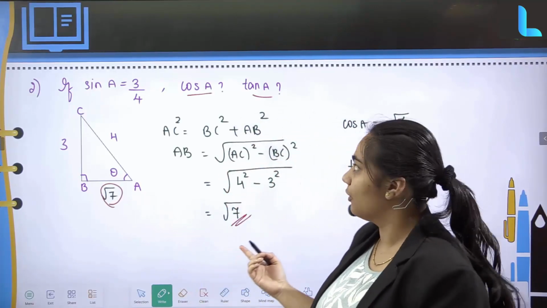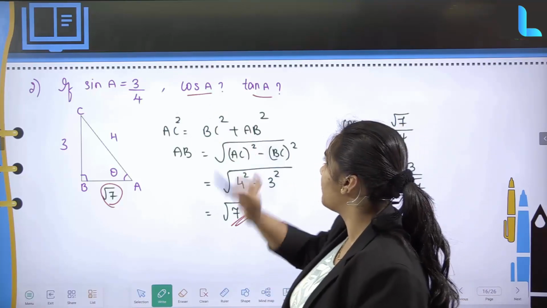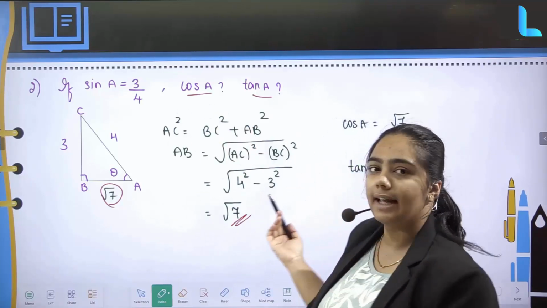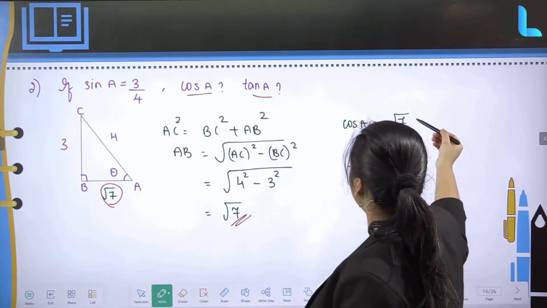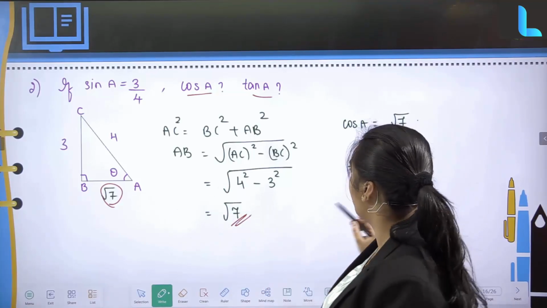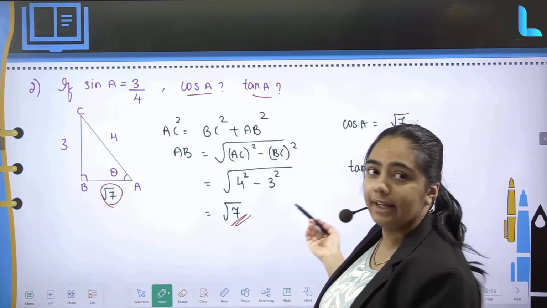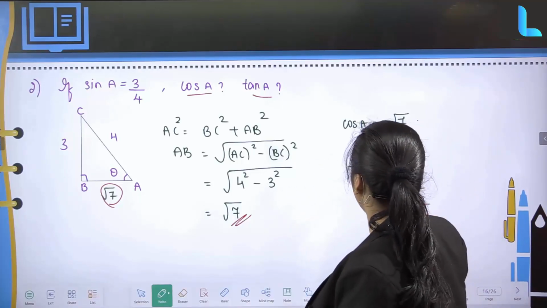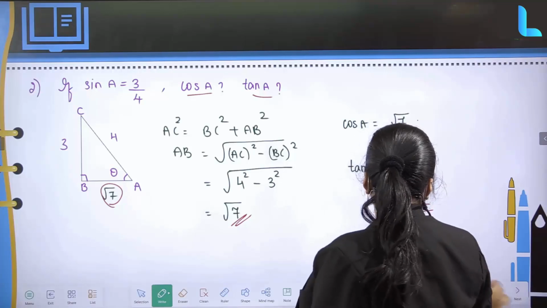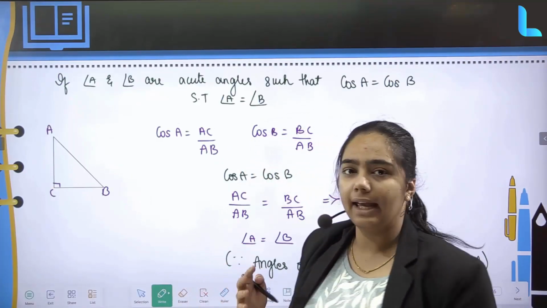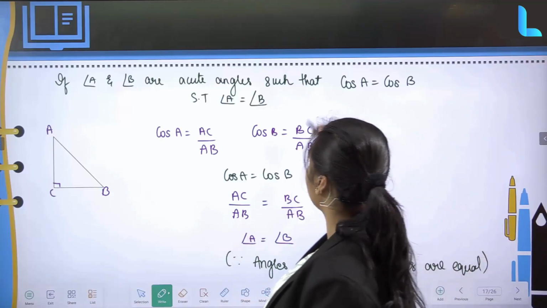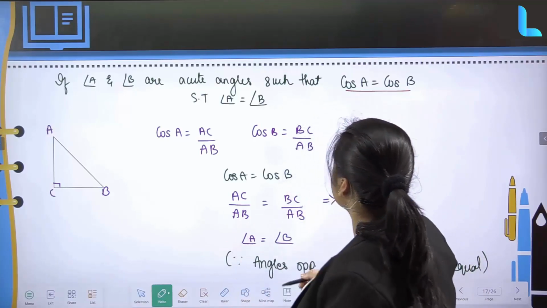Once you get the value of AB, they have asked you to find out cos A and tan A. So for cos A and tan A, just apply the formula. It is going to be adjacent by hypotenuse, which is root 7 upon 4. And if you divide sin A by cos A, you will get tan A, which is going to be 3 divided by root 7. Clear?